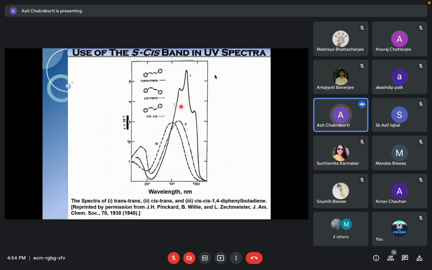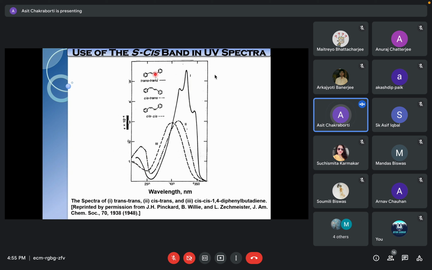Similarly, you can find out that if you take this, this is not a stilbene. Stilbene has only one double bond in between. This molecule is a perfectly centrosymmetric molecule, and the completely bold line is the major one band. So you are not getting the other band.